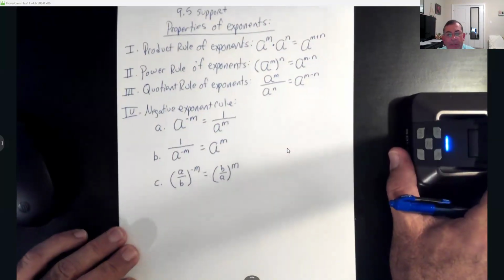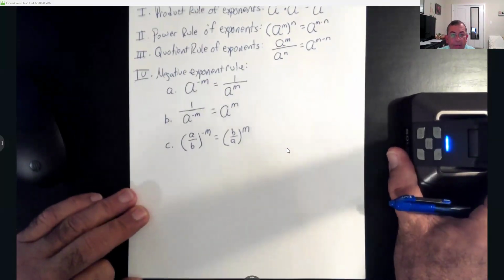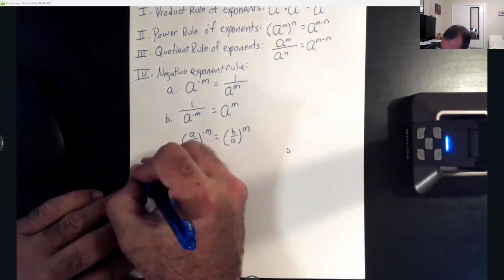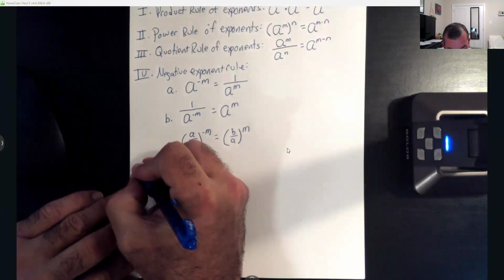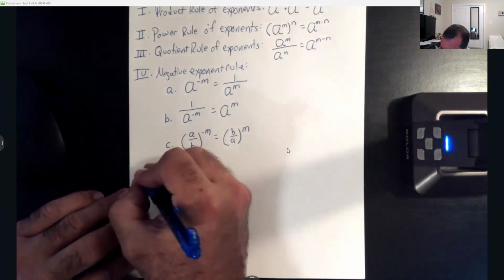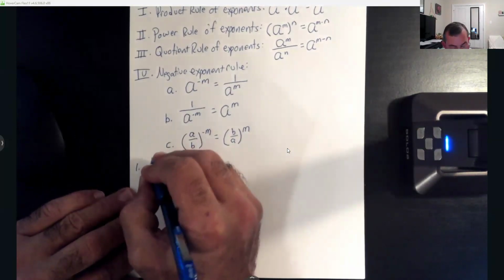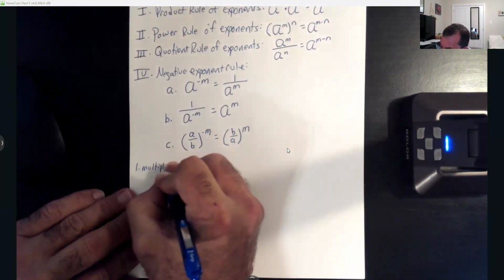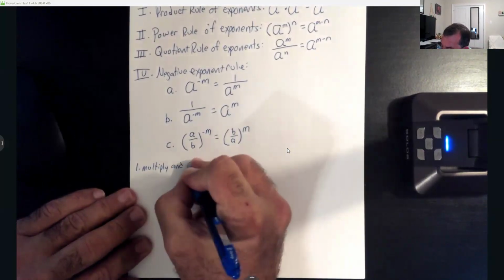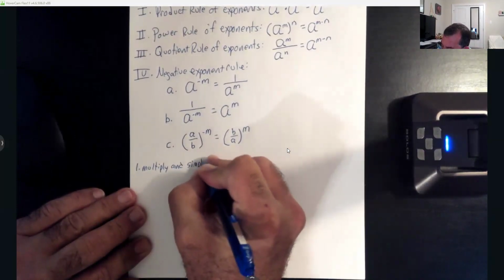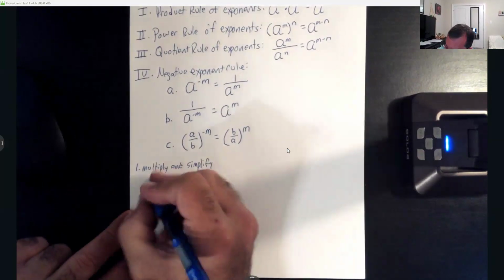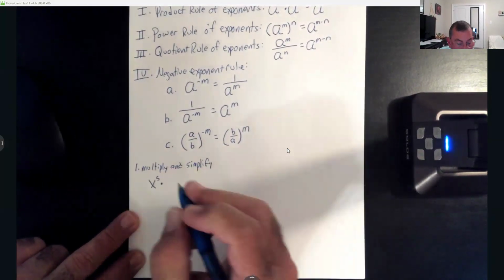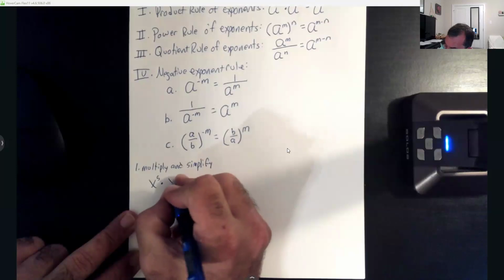So this support section had 5 problems dealing with these rules. All right, y'all. So number one says multiply and simplify. They're giving me x to the fifth times x to the negative seventh.